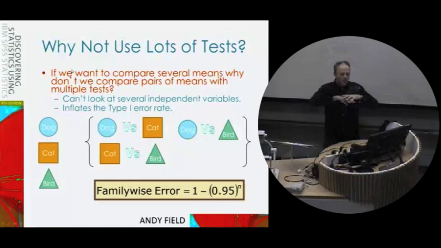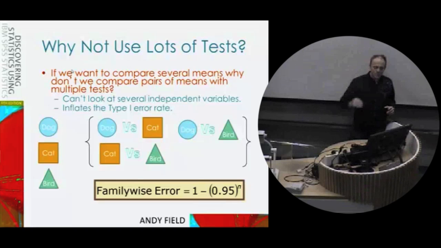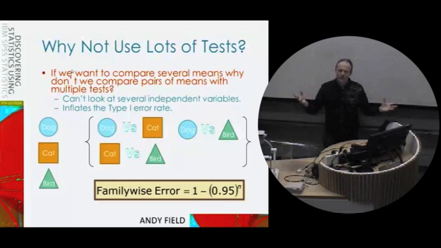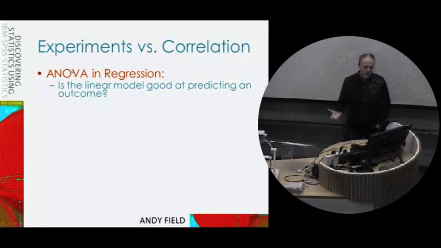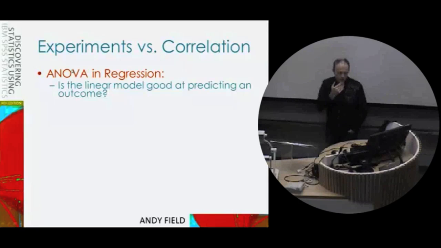So we can't just do these individual little linear models. We have to come up with a linear model that includes everything relating to the hypothesis that we want to test. So what's the difference between experiments and correlations in terms of the linear model?